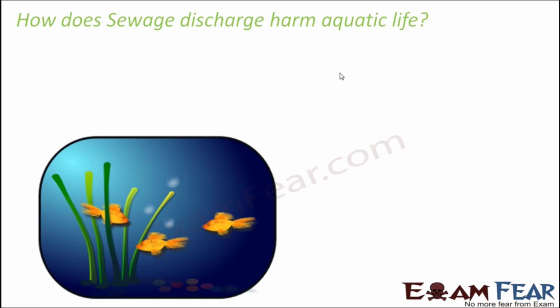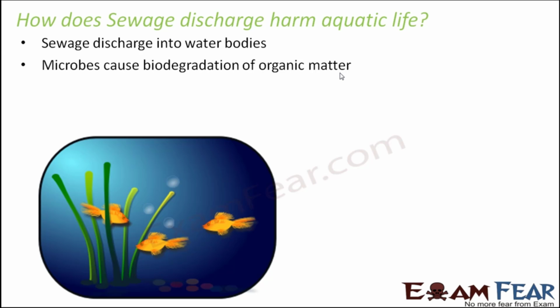Now the question is, how does sewage discharge harm aquatic life? So when we discharge sewage into the water bodies, what happens is, the microbes or the microorganisms which are present, they cause biodegradation of the organic matter. So what do we mean by that? Organic matter is that which can be broken down by the microorganisms further.